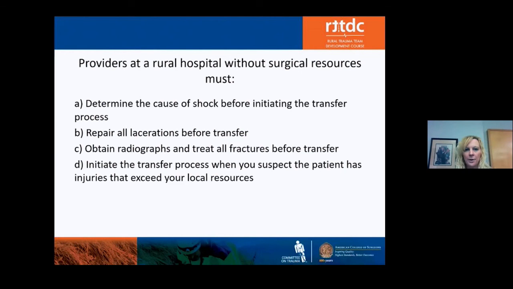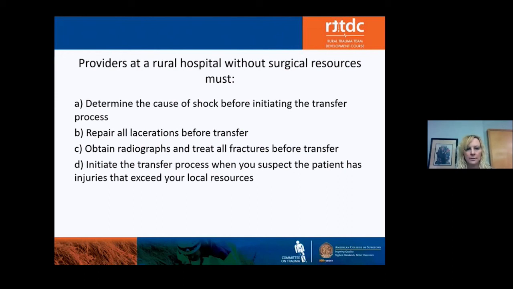I would rather get a phone call saying, hey, I have a really sick patient, I'm not sure why they're sick, I need them to come to you, and get them here sooner rather than later. You can do things to work the patient up and do things in your primary survey to control the bleeding right away that you can, but you don't ever want to hold up that transfer process.